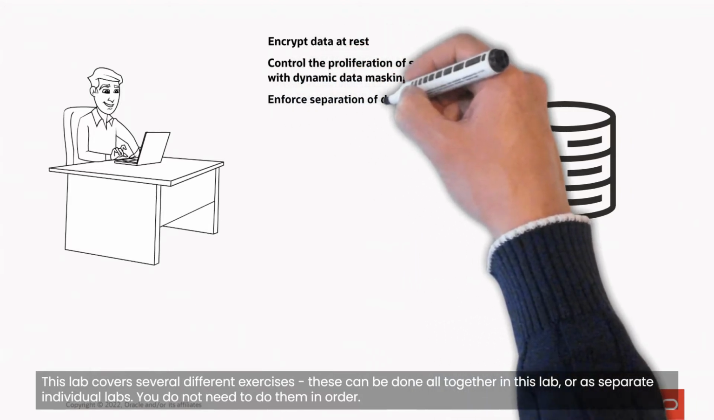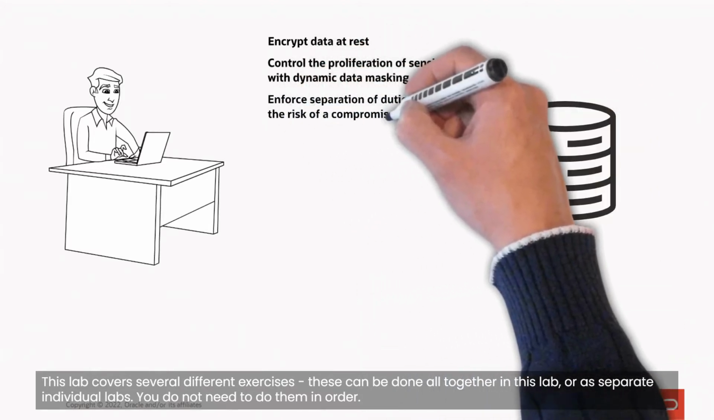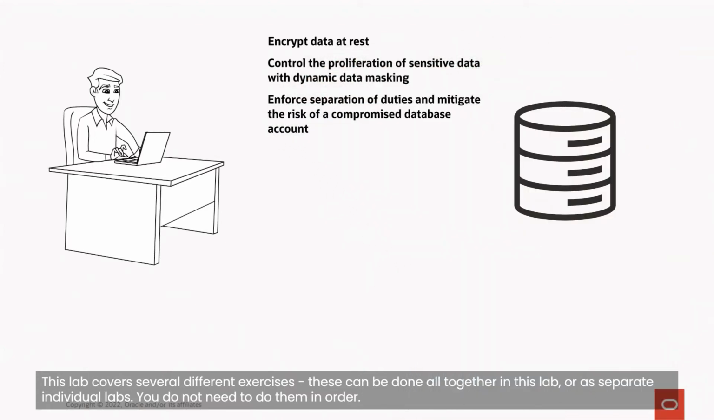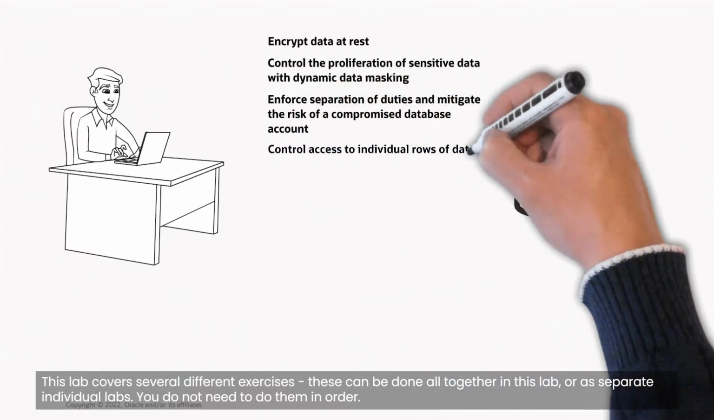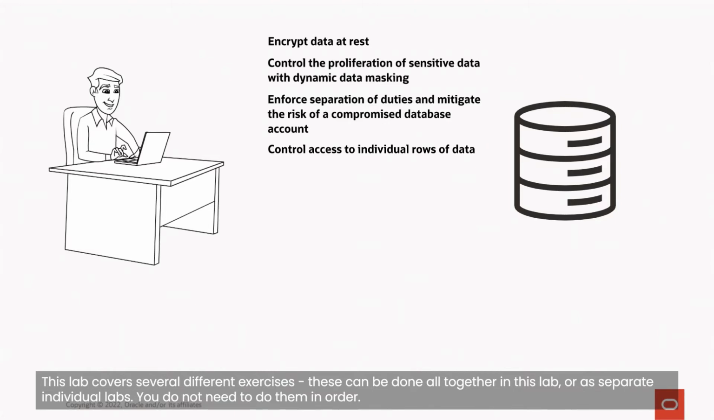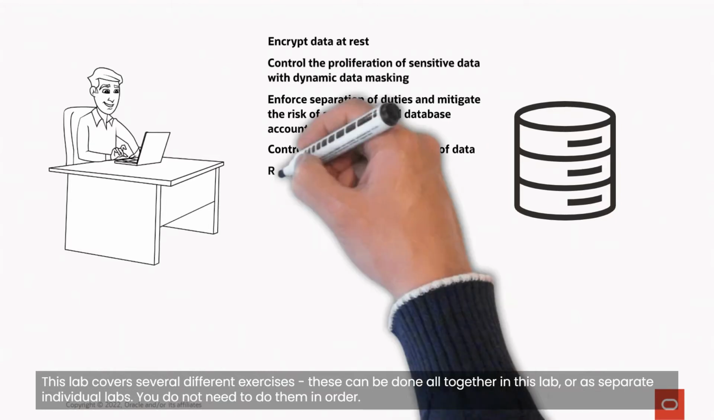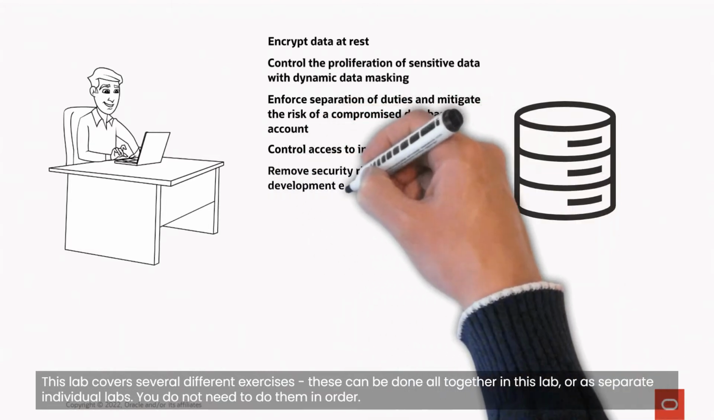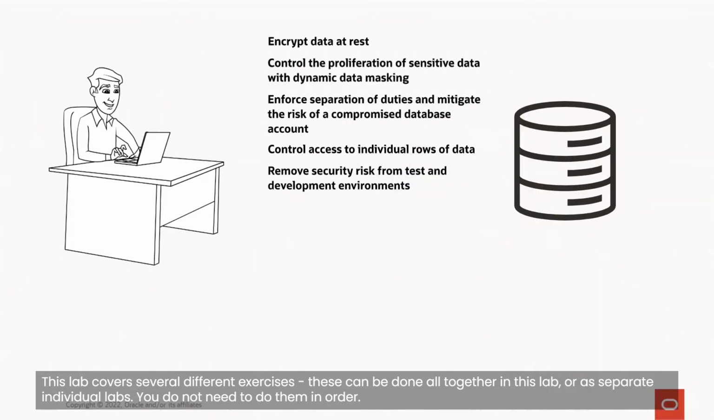You will also learn to enforce separation of duties within the database and how to mitigate the risk of stolen or compromised account credentials. Remember, stolen accounts are one of the most common ways a database is breached. We'll get you started with one way of enforcing access control at the data row level using data labels. You'll learn how to remove risk from your test and development databases, reducing your chances of a data breach and helping to minimize the amount of sensitive data your organization needs to manage.